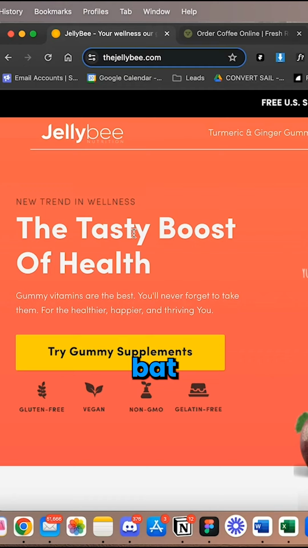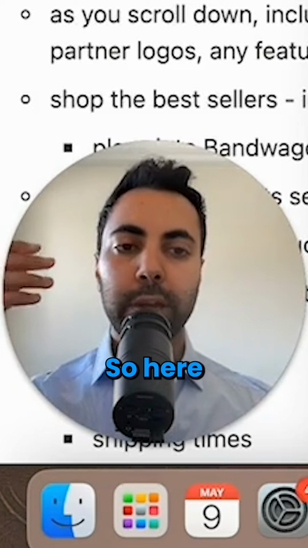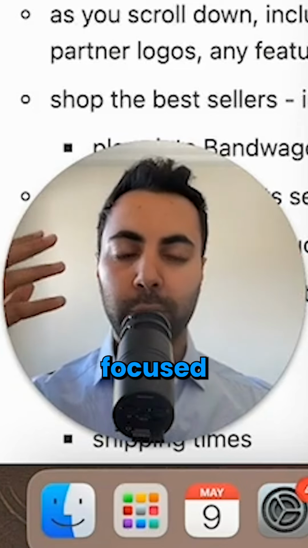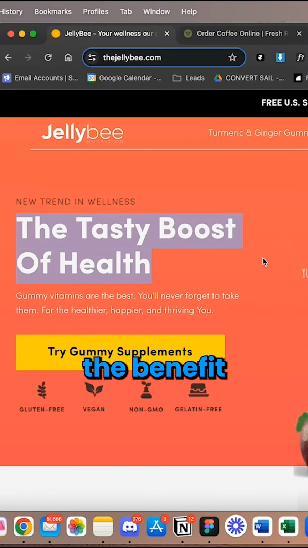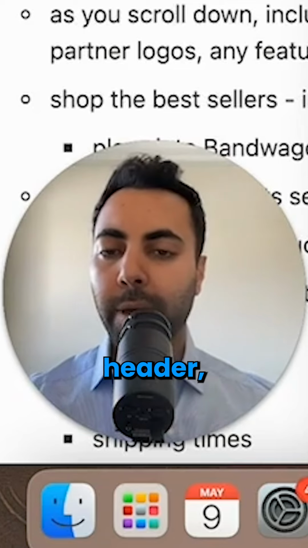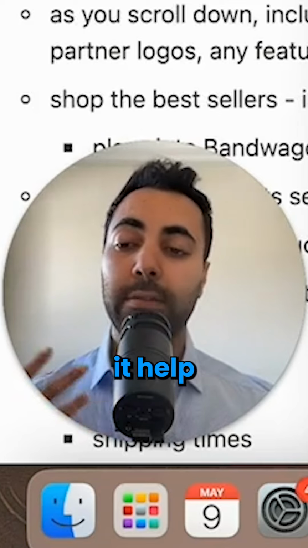Starting off the bat, your header headline is where you want to state your main USP, the unique selling proposition of your product. Here it's gummies, and these gummies are focused on health. The benefit USP stated right here is the tasty boost of health. This is really just stating a benefit of your health. In your subheader, you can state more of how it helps people.